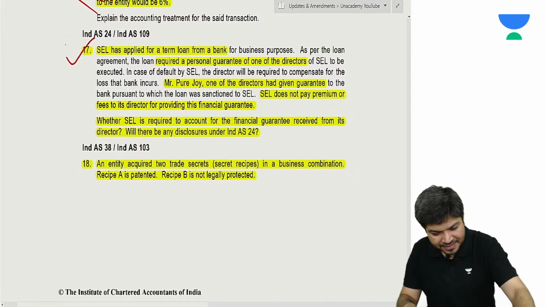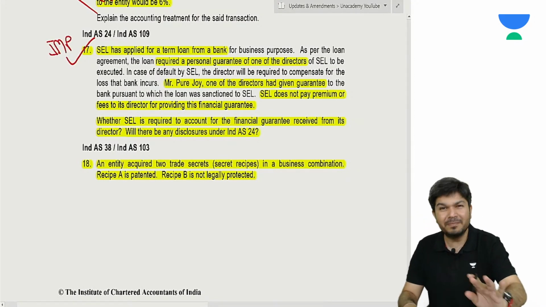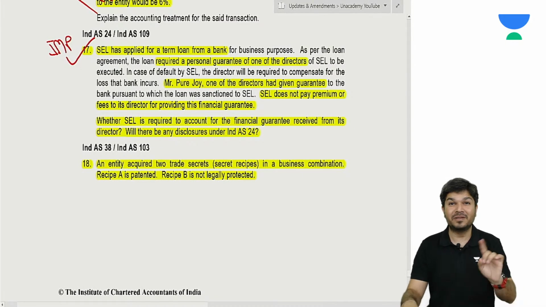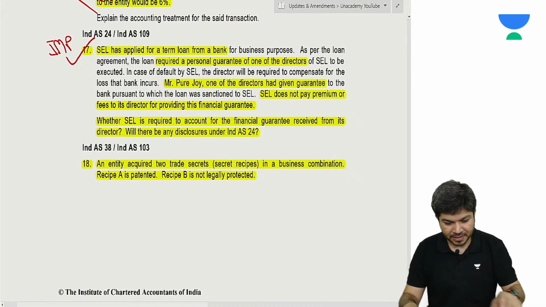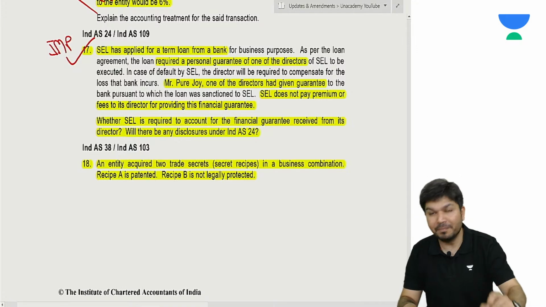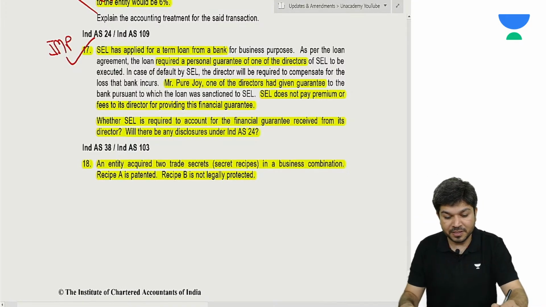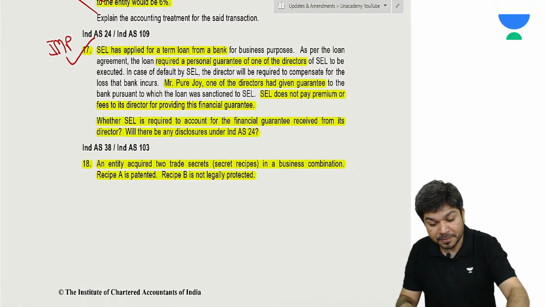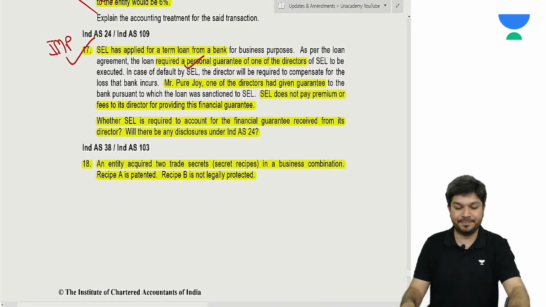Okay, 17th is a good one. It's not difficult but a good one. You applied for a term loan from a bank, and the bank asked for a personal guarantee of one of the directors.